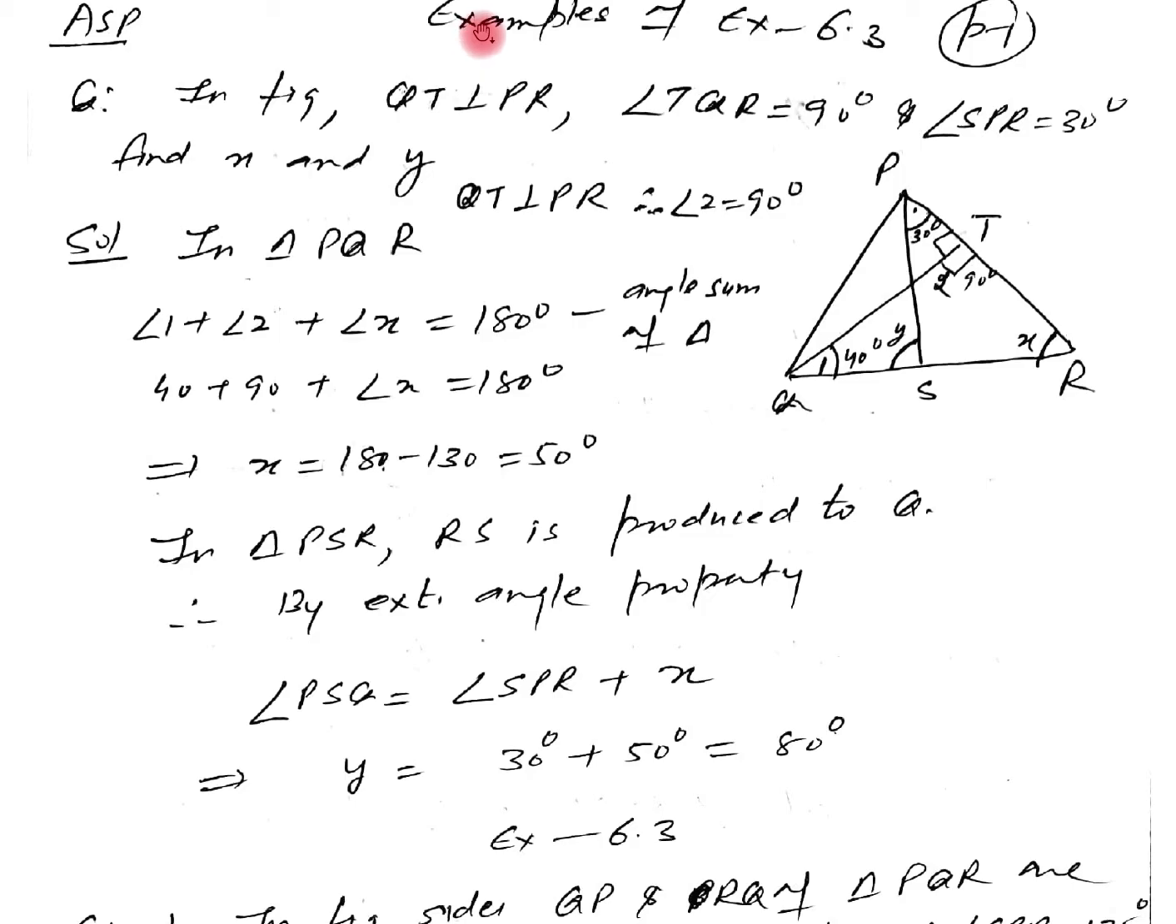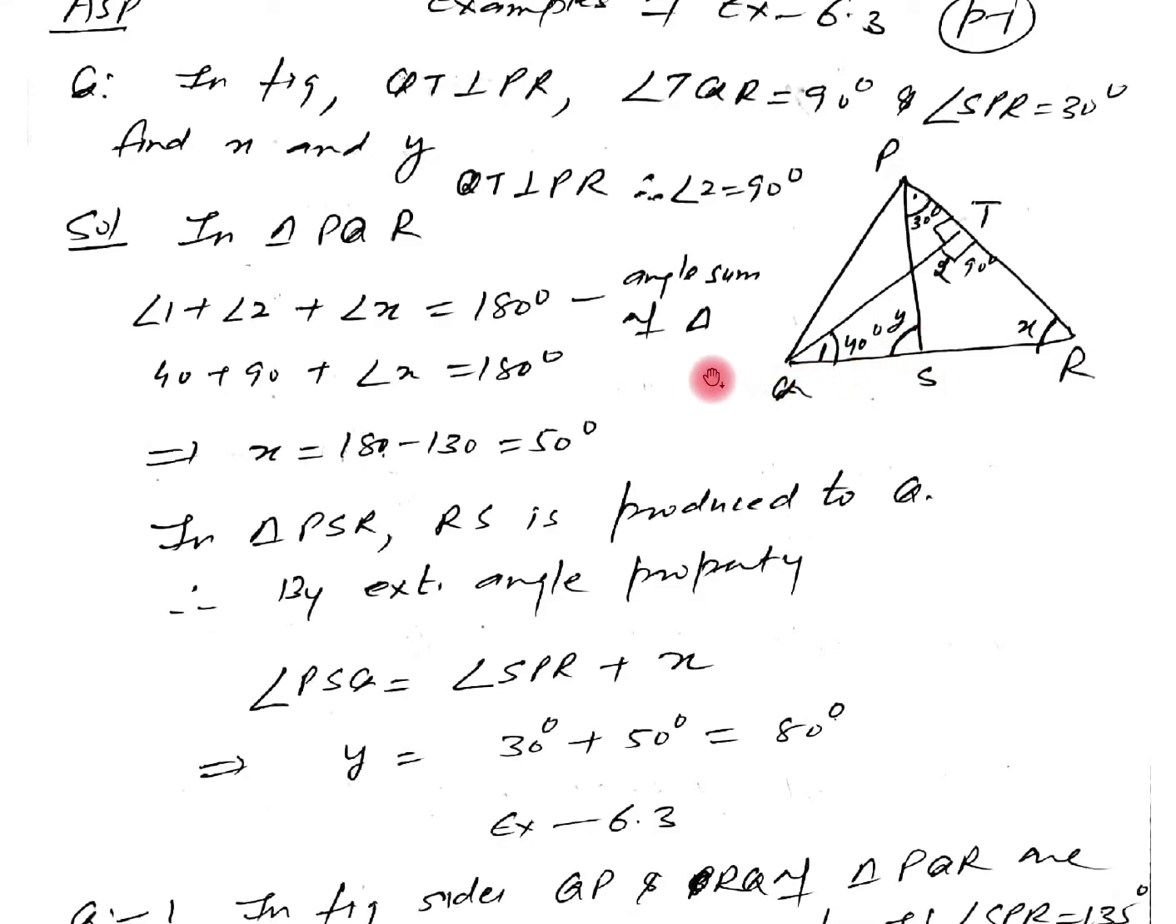Now let us consider an example of exercise 6.3. In the figure, triangle PQR is given. QT is perpendicular to PR, angle TQR equals 40 degrees, and angle SPR is given to be 30 degrees. We have to find out X and Y. Let us see how to do the question.